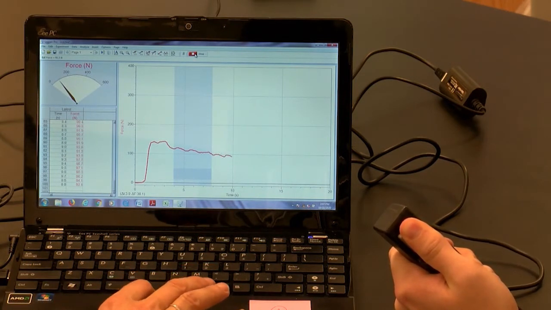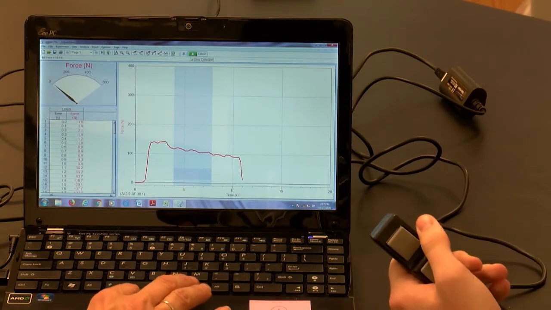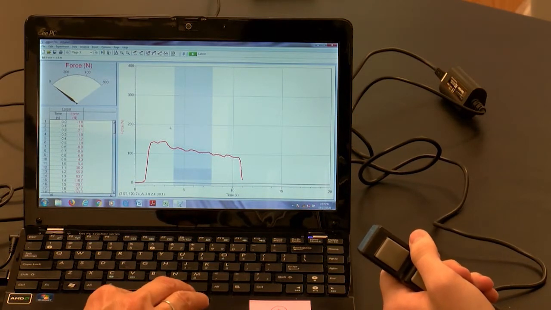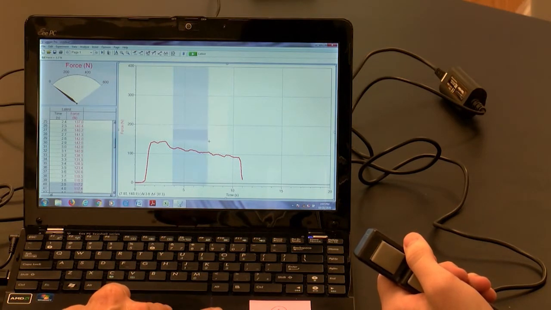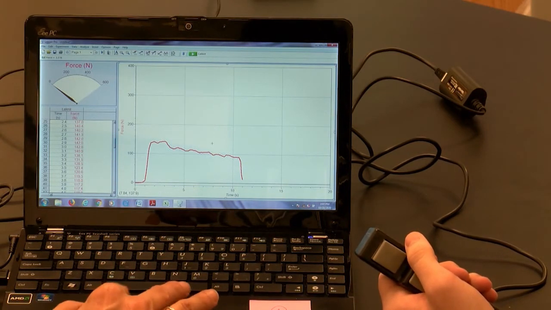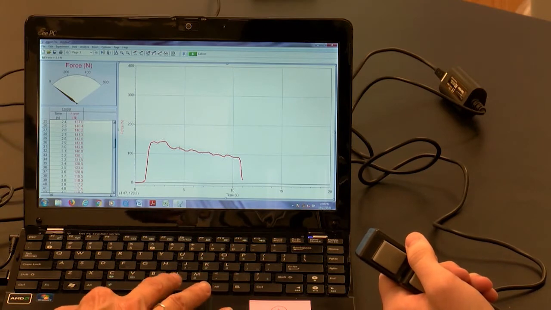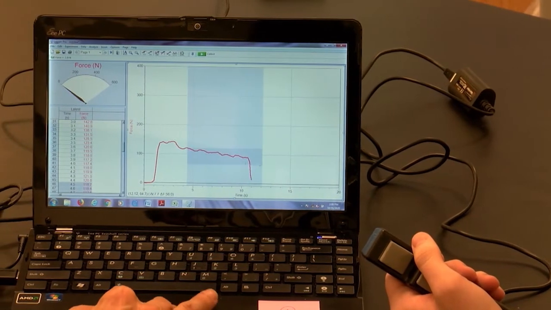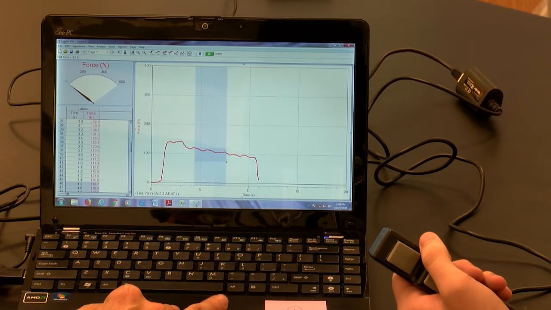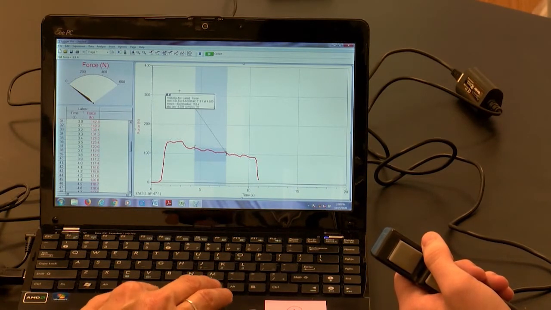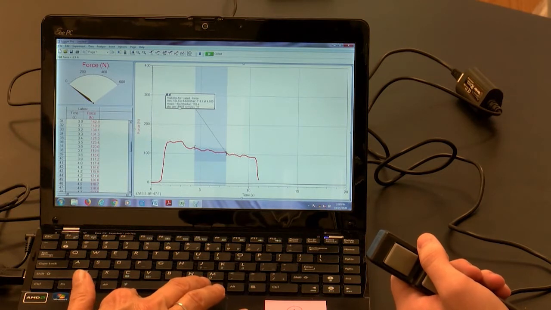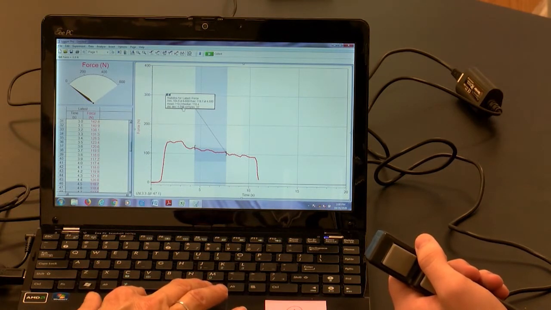And so we will stop, and we will get our data from 4 to 8 seconds. We'll get our data from 4 to 8 seconds. Then go to our statistics. And we've got a mean of 110.2 newtons.